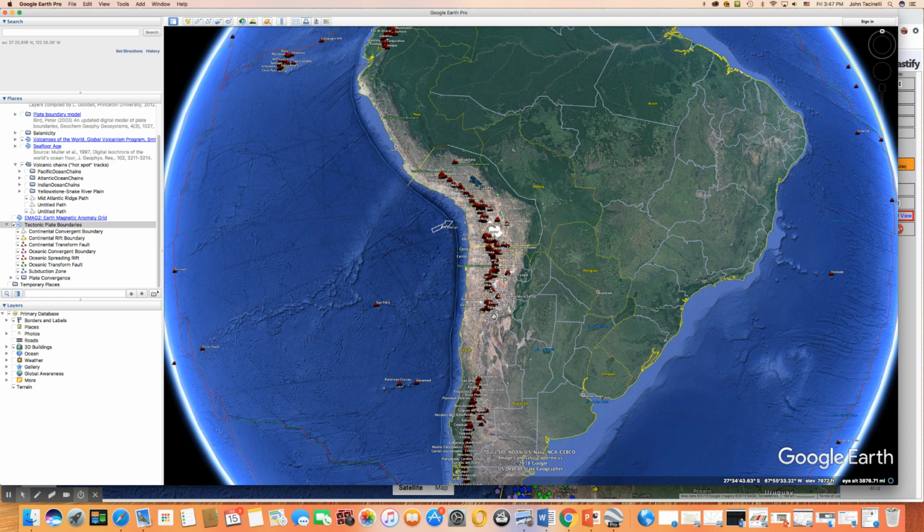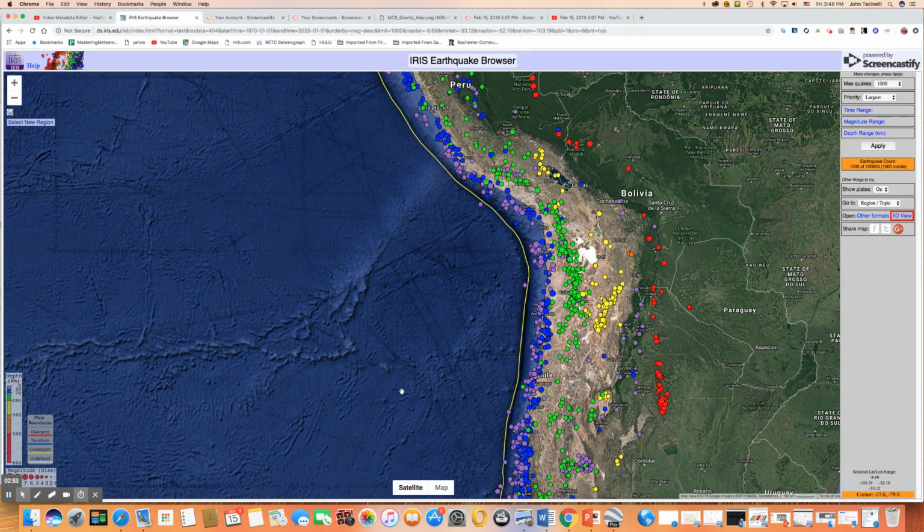Now, we also have a lot of earthquakes. So if we switch to this view here, the IRIS earthquake browser, we can see here's the boundary right here. And in this case, almost all of the earthquakes are on one side of the boundary and not the other. They're on the side of the overriding plate. So this is South America, and that one is staying up at the surface. And there's the Nazca plate here, which is subducting underneath South America. And so all of the earthquakes, for the most part, are on that side of the boundary. Very few on the oceanic side over here.